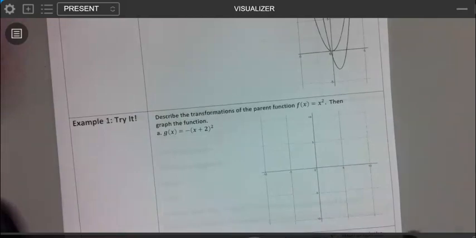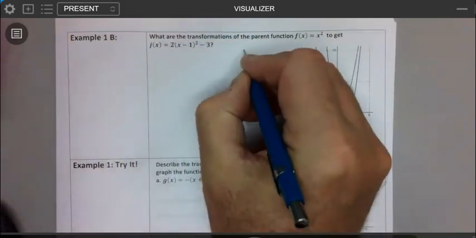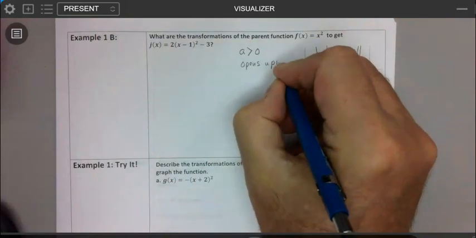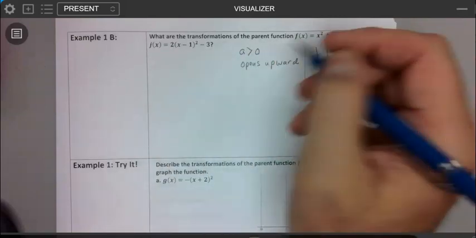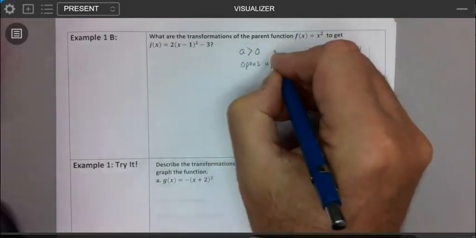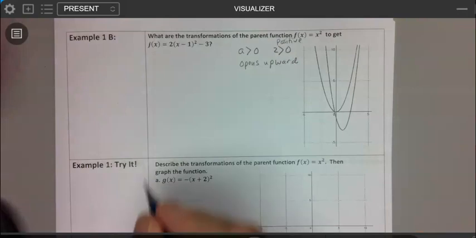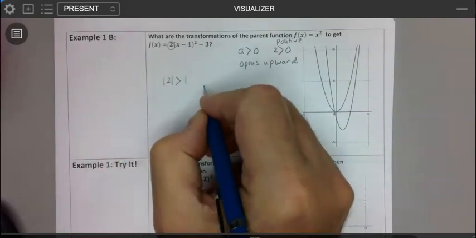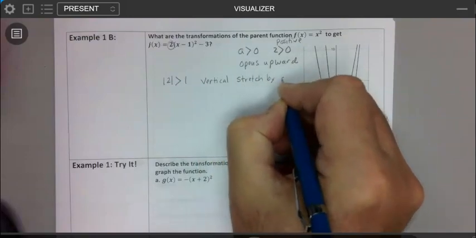So it asks, what are the transformations of the next one here, example 1b. So first, since a is greater than 0, it opens upward. So a is positive. Since 2 is greater than 0, or positive, it opens upwards. Again, I'll put it right here for you. 2 is greater than 0, which means it's positive. Okay? Then 2 also tells us, since the absolute value of 2 is greater than 1, it is a vertical stretch by a factor of 2.